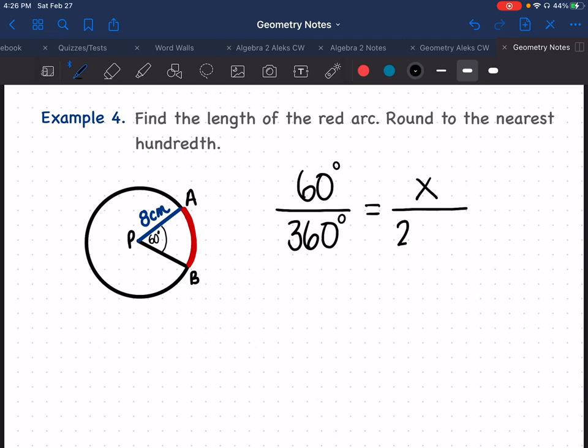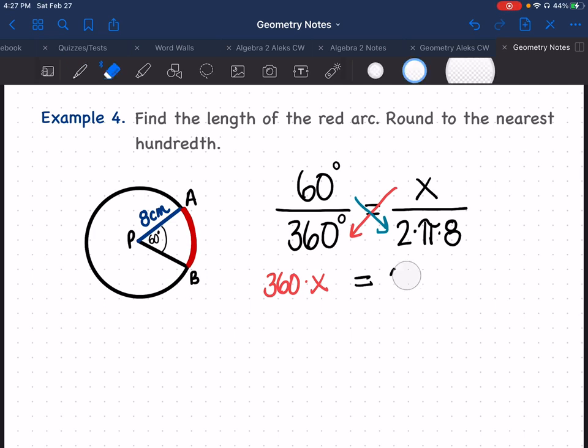And for this other one, I'm going to put 2 times pi times my radius, which is 8 centimeters. I went ahead and put it in blue just like I did in the formula just to help you out. I'm going to cross multiply. So I'm going to multiply 360 times x. And then I'm going to multiply 60 times 2 times pi times 8. Sorry, guys, I wanted to keep with my color.